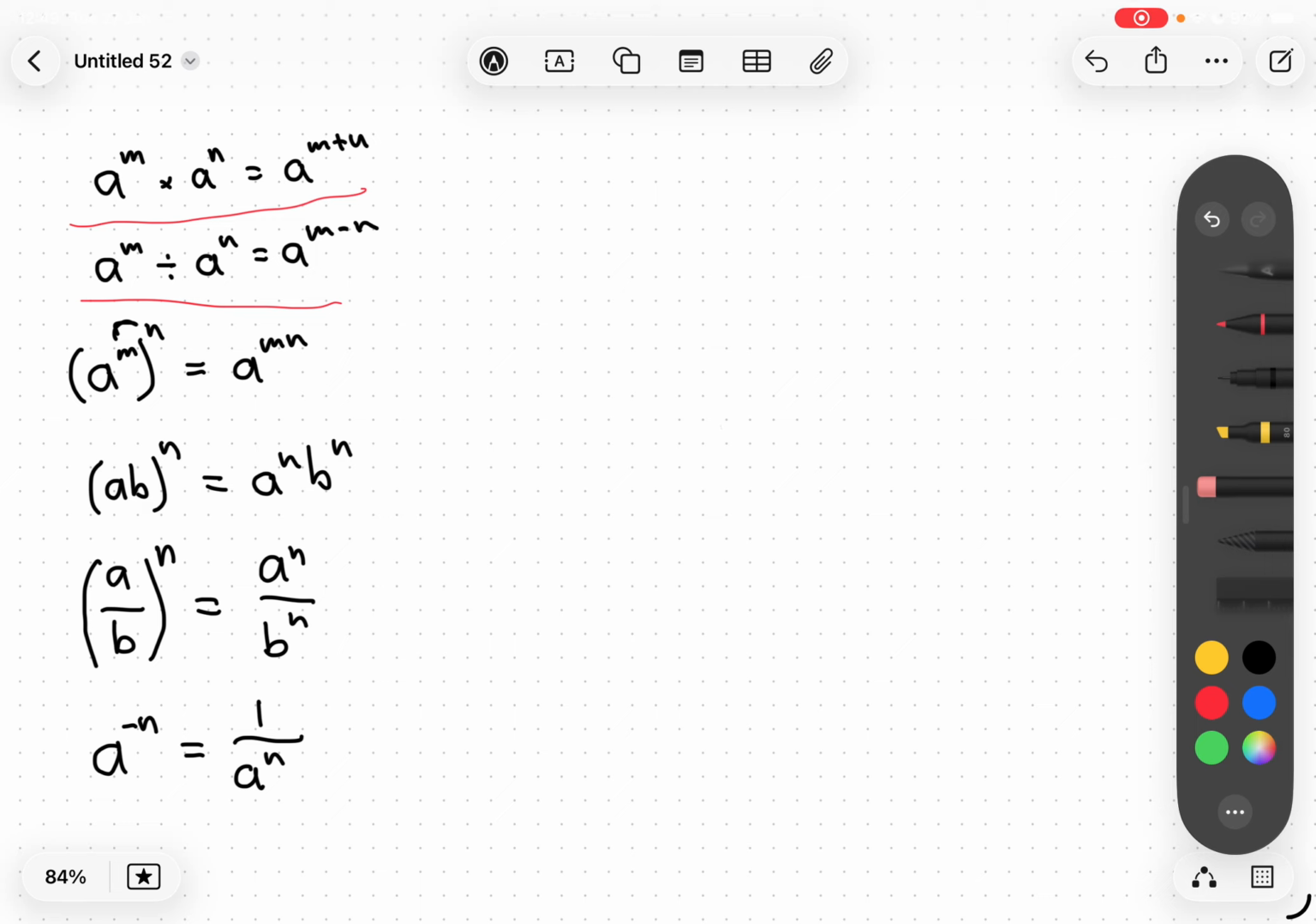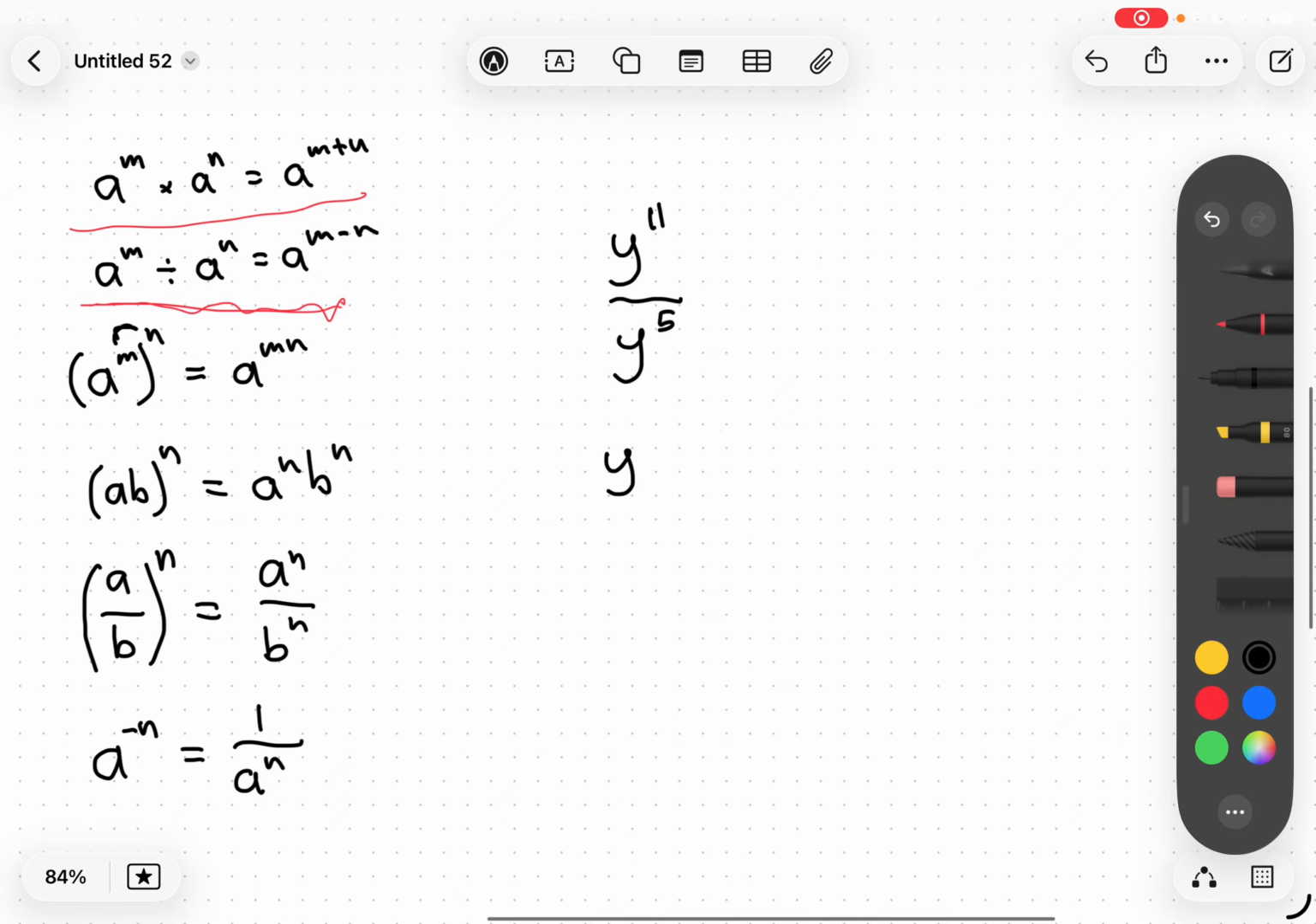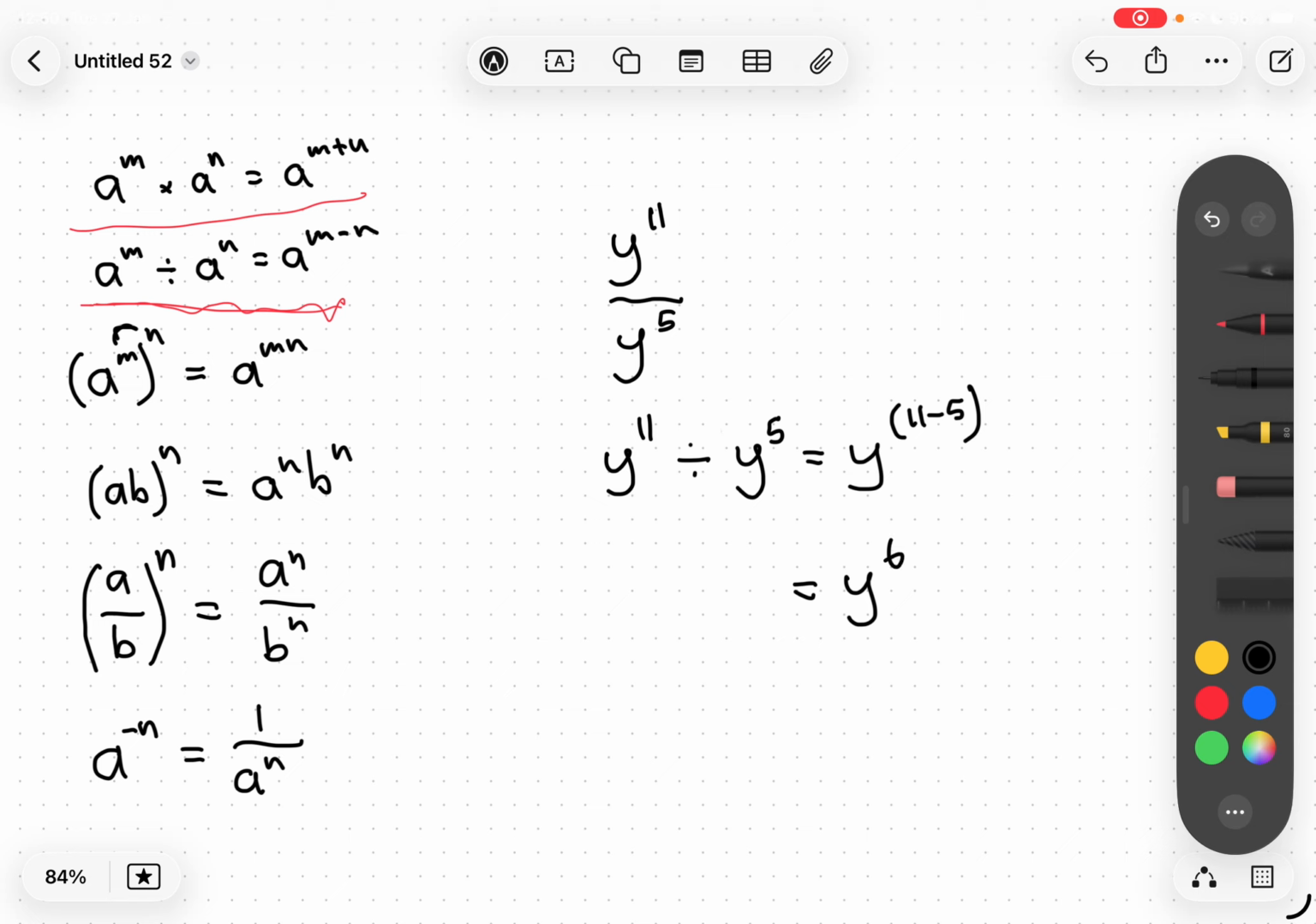Now, let's try another one with a little bit more algebra. So, let's do y to the 11 on y to the 5. So, this here is actually going to be the same as the dividing one because we have our fraction bar, so we can just write that as y to the 11 divided by y to the 5. And that's going to equal y to the 11 minus 5, which is equal to y to the 6. There we go. That's good.